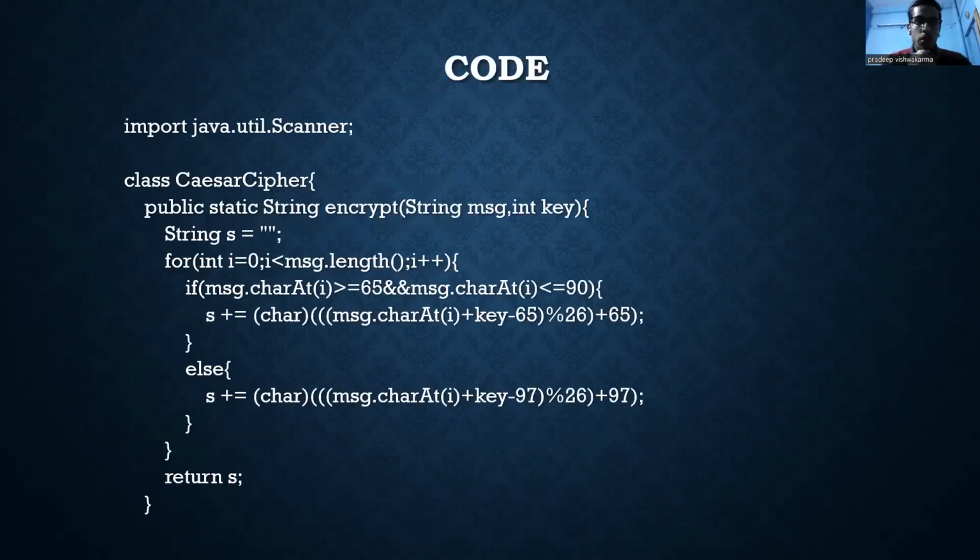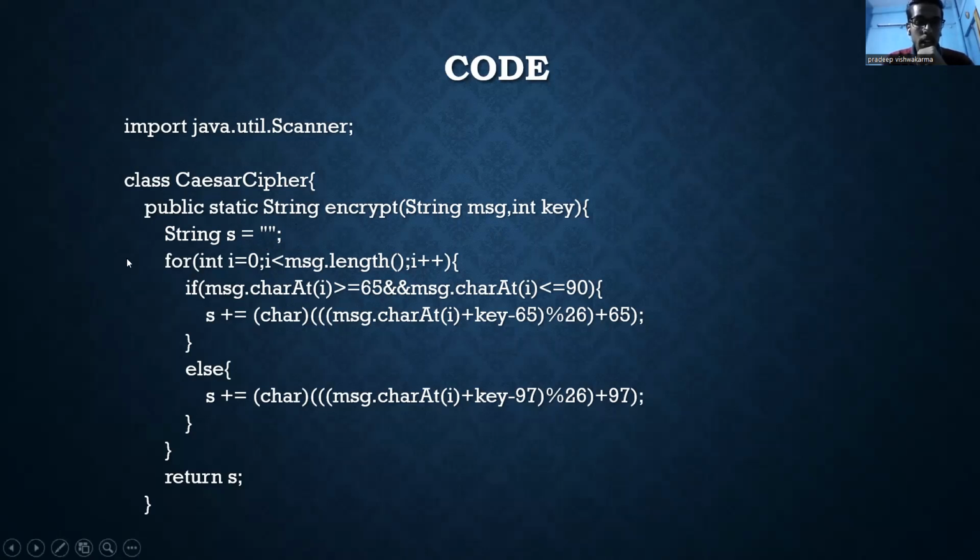So here's my code. Firstly, I take a class Caesar Cipher. Then I make a method named encrypt. Here I am taking two arguments: the first one is a message, the next one is a key. Here I am making an empty string for storing the encrypted message and returning it.